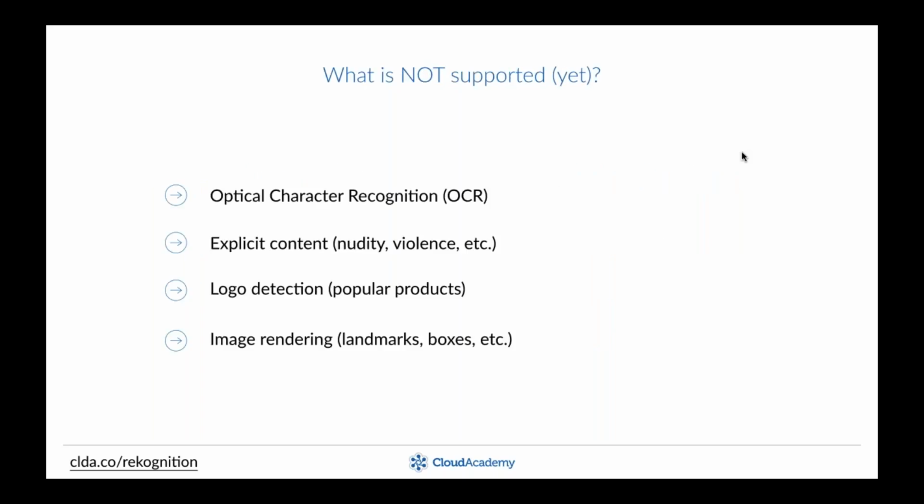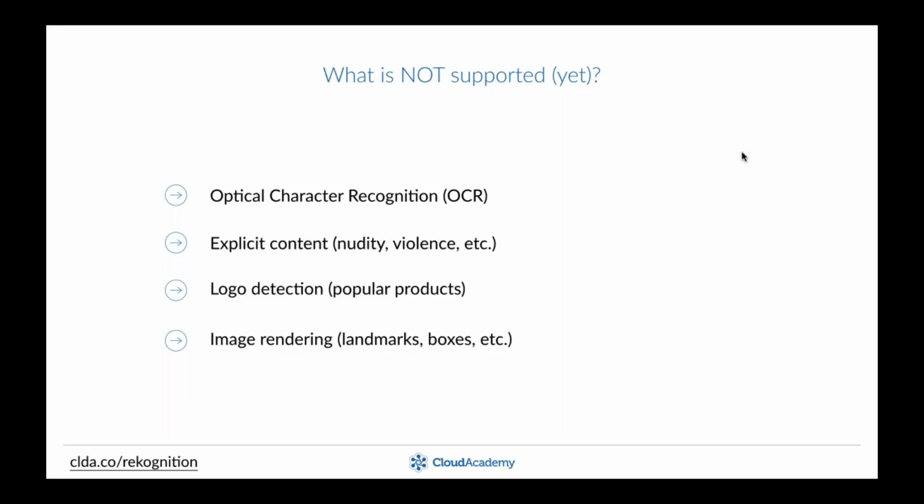I would like to, first of all, highlight what is not supported, at least yet, by Amazon Rekognition. First of all, many of you may want to do OCR, so optical character recognition, which means you want to look for text. If you do object detection with Amazon Rekognition, you can find a way to understand if there is text in your image, but it will not return any actual text. Okay, this is not supported yet.